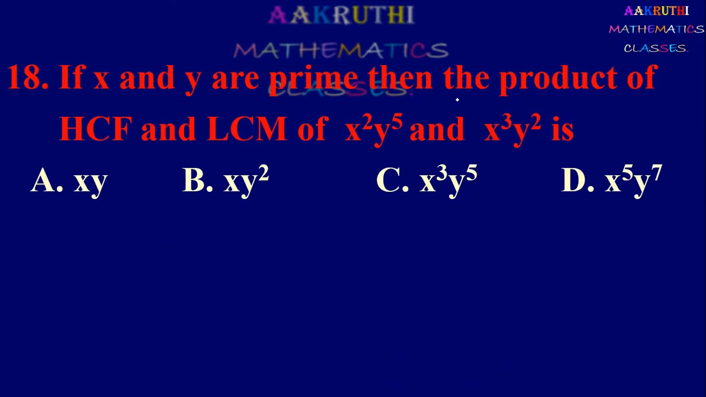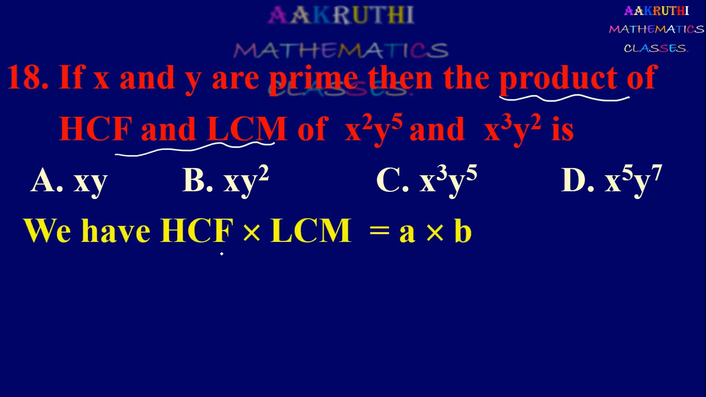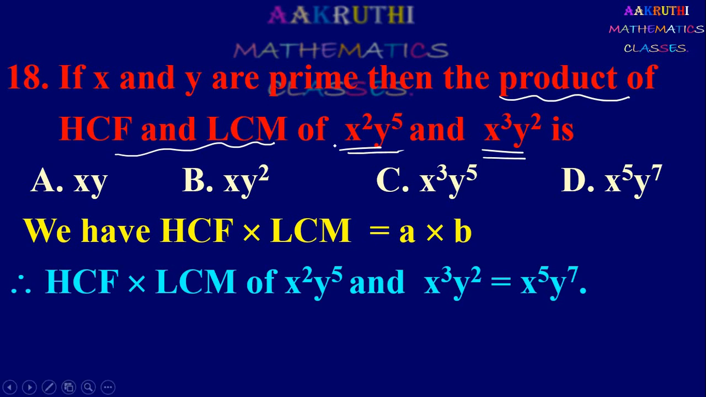So next question, question number 18. If x and y are prime, then the product of HCF and LCM of x square y to the power 5 and x cube y square is? So here we have to find the product of HCF and LCM. Here also we use the same property, HCF into LCM equals A into B. So we directly multiply these. Here there is no need to find HCF and LCM. So directly we write the product of HCF into LCM is the product of the two numbers, that is x square into y to the power 5 into x cube into y square. So here x square into x cube is x to the power 5. Y to the power 5 into y square is y to the power 7. Therefore the product of HCF into LCM is x to the power 5 into y to the power 7, which is option D. So here the correct option is option D.